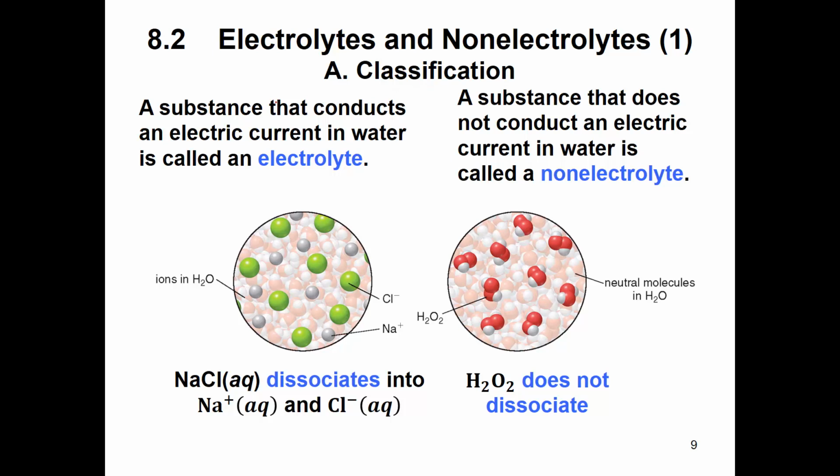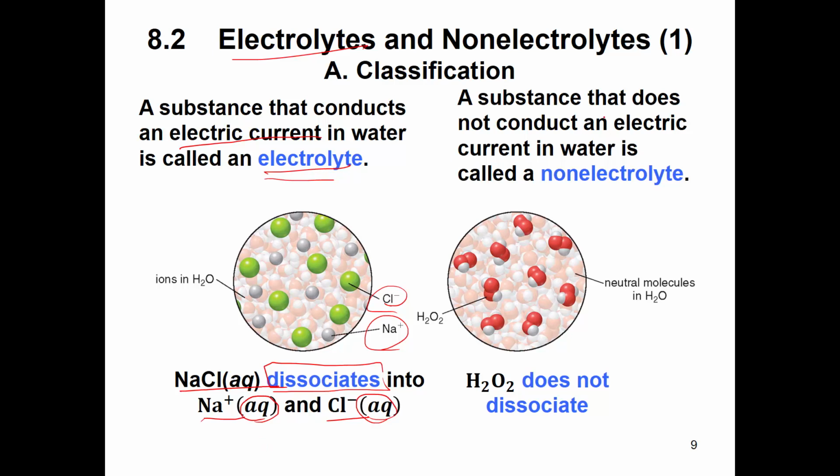An electrolyte is something that can conduct an electric current in water. In order to do that, you have to have ions present. When you put sodium chloride into water, it dissociates into the plus and the minus ions that are its components, so sodium plus, chloride minus. Notice we use the aqueous here because we're putting that in water.